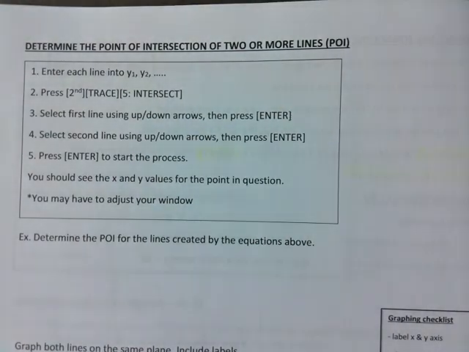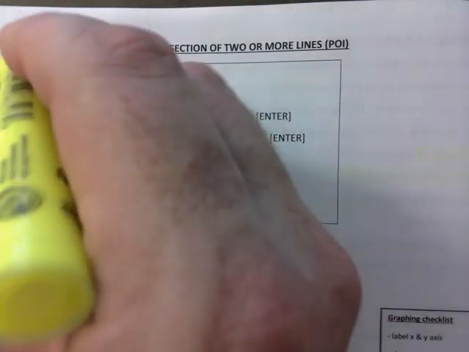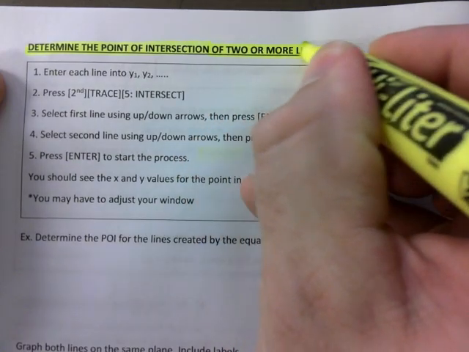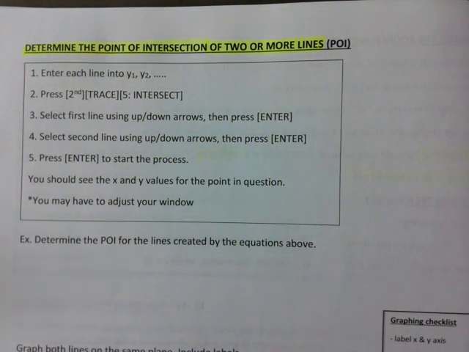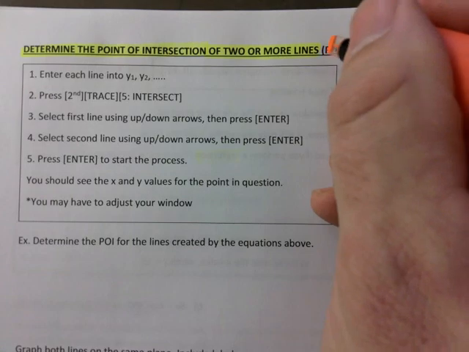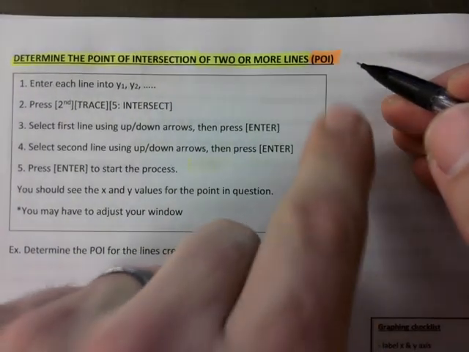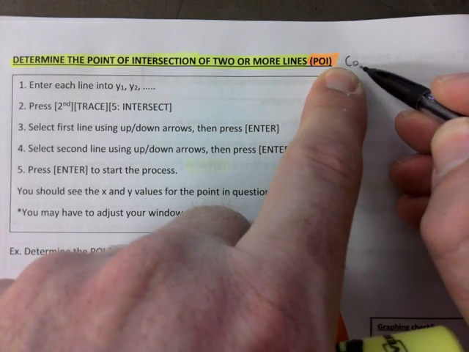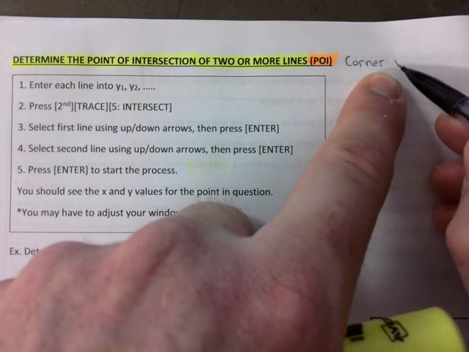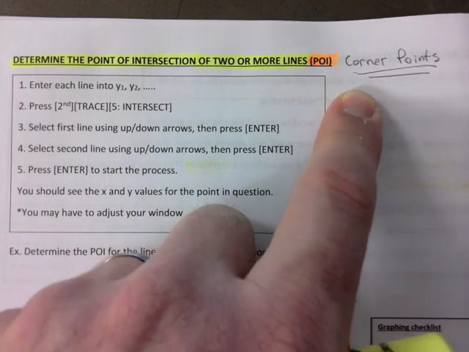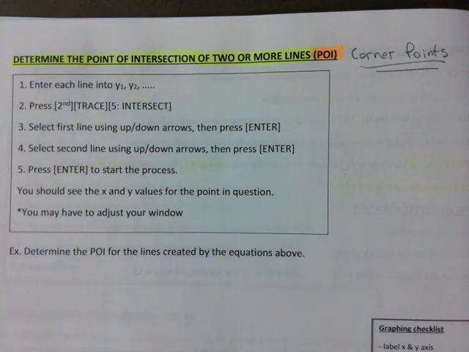And this is important. Determine the point of intersection of two or more lines, and we're calling these POIs, or corner points. Points of intersection are going to be very important to us in this unit. Can you write down "corner points" right next to it? Because some questions refer to them as corner points. Points of intersection or corner points.